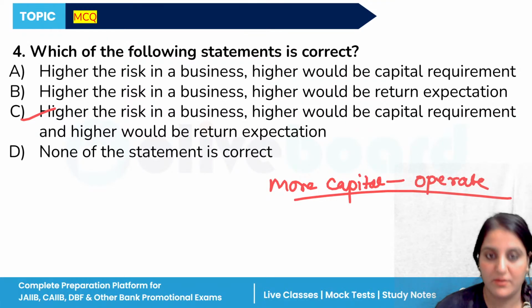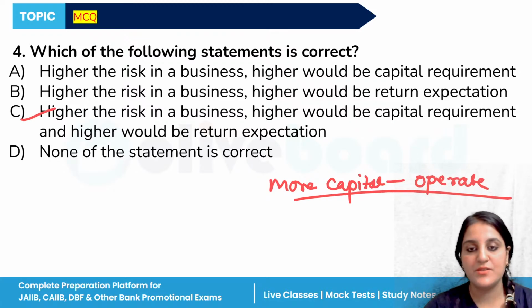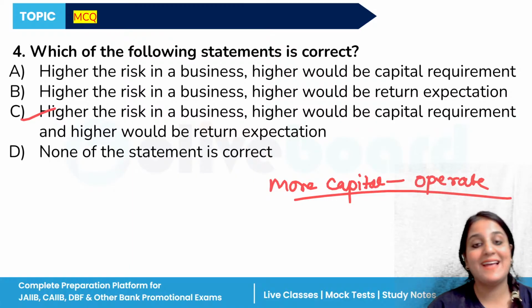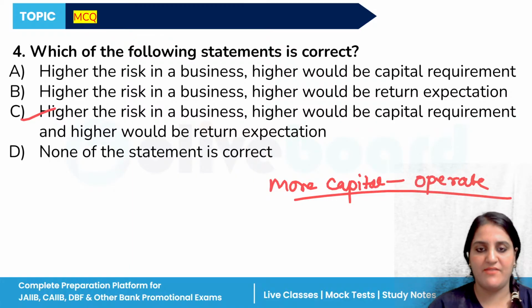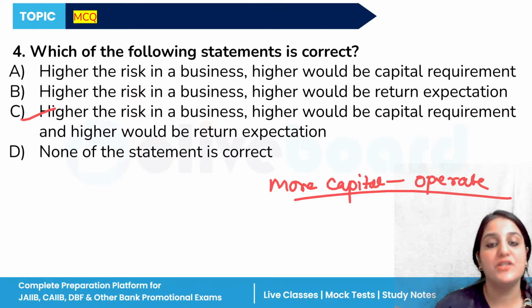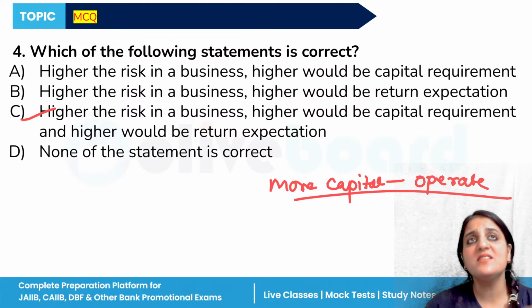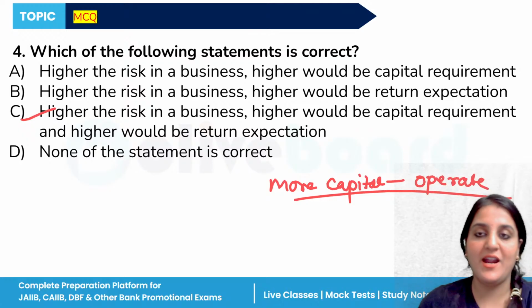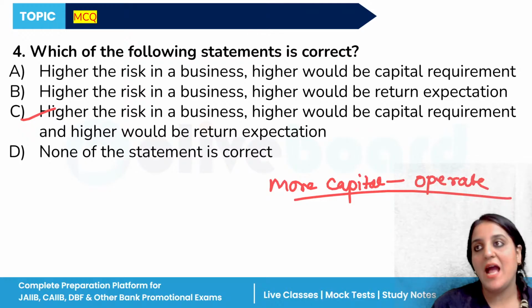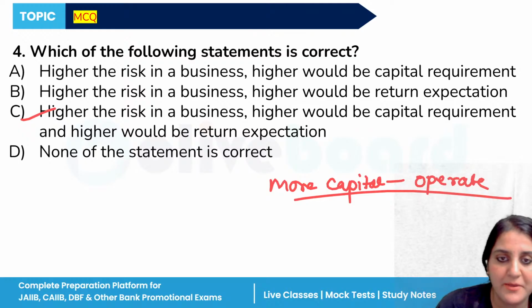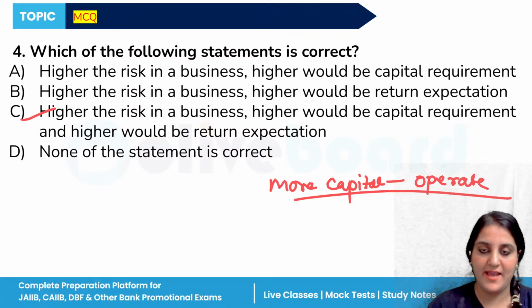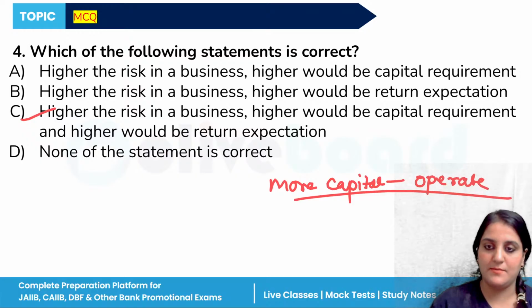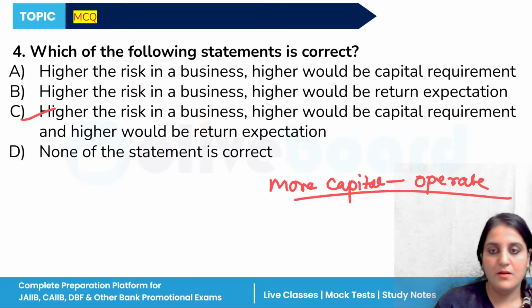all the potential losses. And higher return expectation means investors in higher-risk businesses expect a higher return on their investment to compensate for their increased risk. This is why a business needs to offer a higher rate of return to attract investors. So both higher capital requirement and higher return expectations are associated with higher risk in business. Understood?